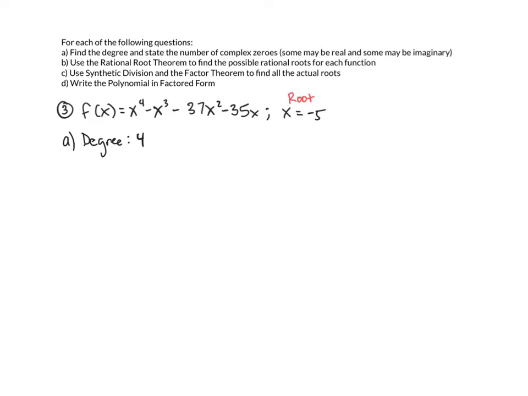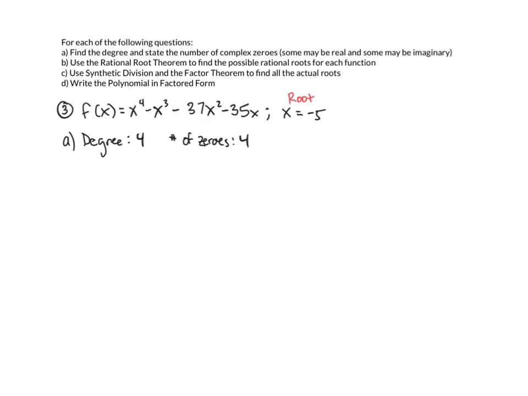And the number of complex zeros, just any zeros that we're going to have. We're always going to have the same number of zeros as we have as our degree. So our number of zeros is also going to be 4. Now our very next step, part B, says to use the rational root theorem. But in order to use the rational root theorem, we have to have a constant. So what do we do with this equation when we don't have a constant?